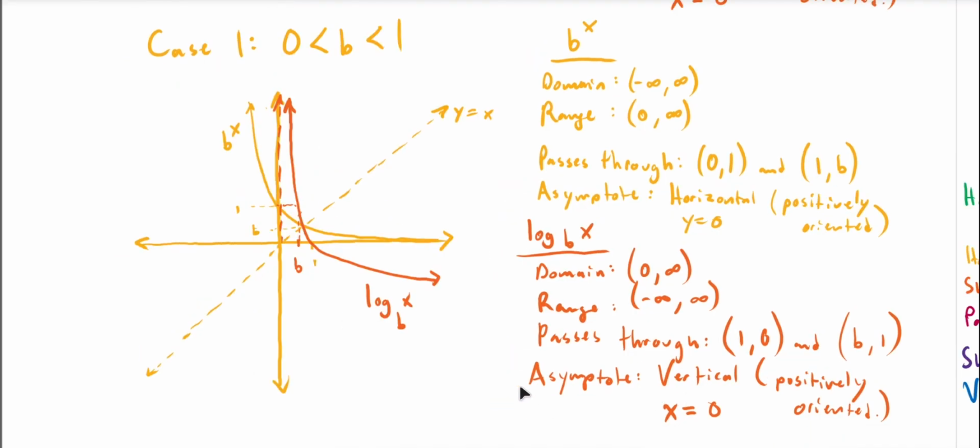Now let's take a look at the other case, the case where we're talking about b, a value between 0 and 1. So like a half or a third or some other proper fraction. And we can see that this has had the effect of sort of flipping the graph around for b to the x, right?